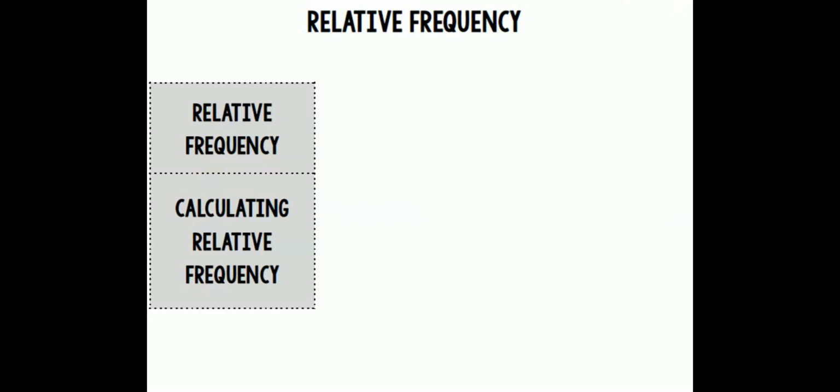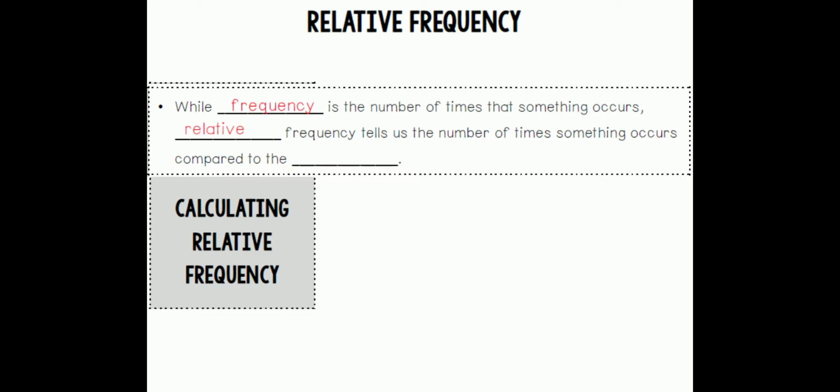In this video, we're going to be talking about relative frequency. Let's begin. So while frequency is the number of times that something occurs, relative frequency tells us the number of times something occurs compared to the total. Now, this is very important. How frequently something happens doesn't really give you that much information or context.